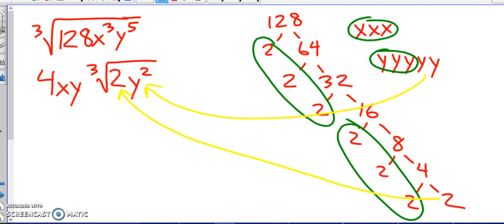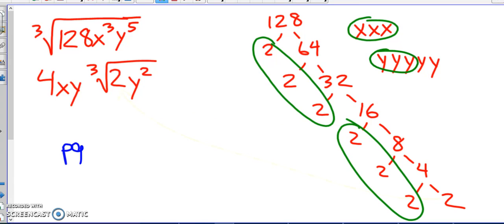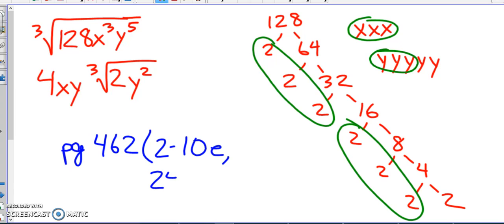All right then. The assignment that goes with this section is on page 462. On page 462, you will do 2 through 10 even and 24 to 34 even. That is all.